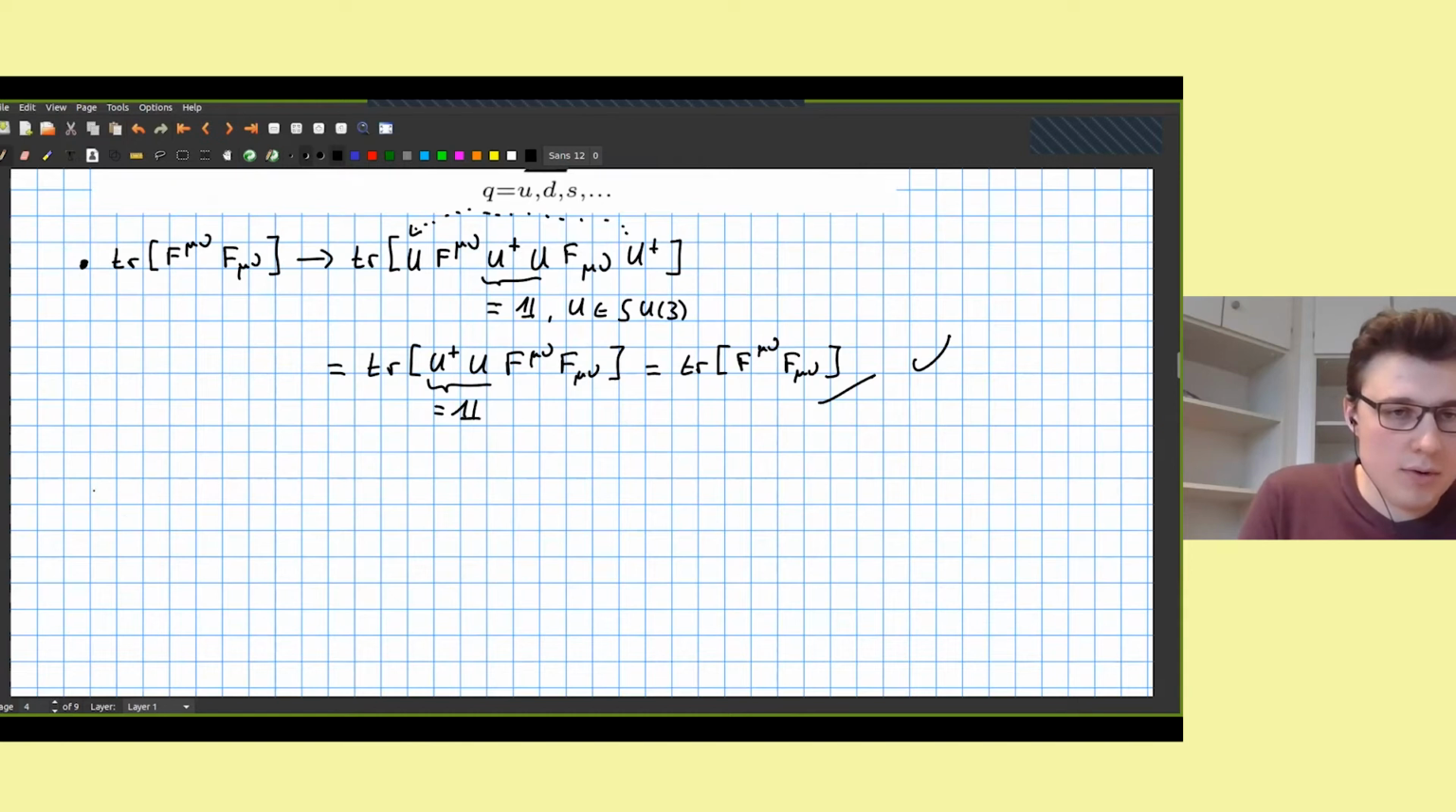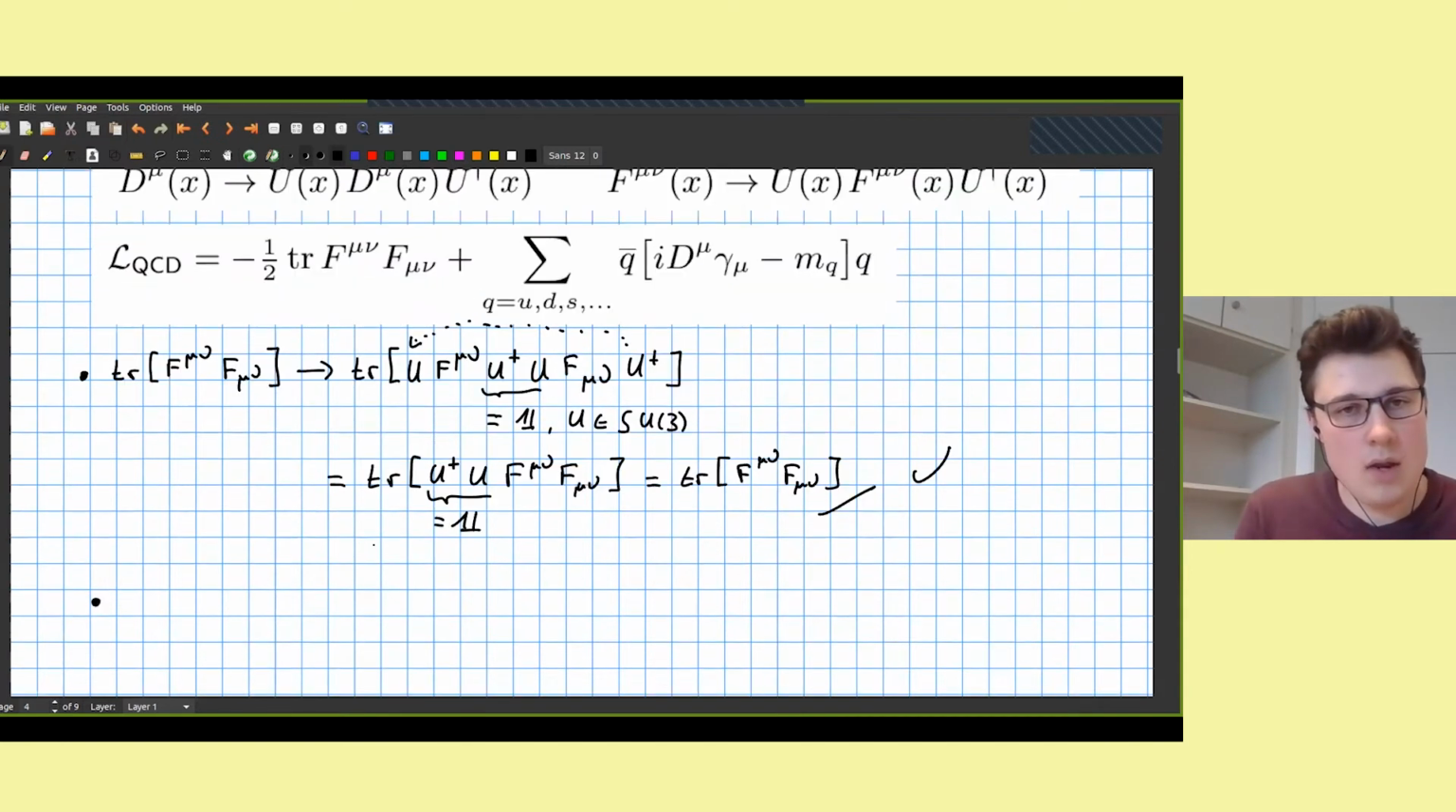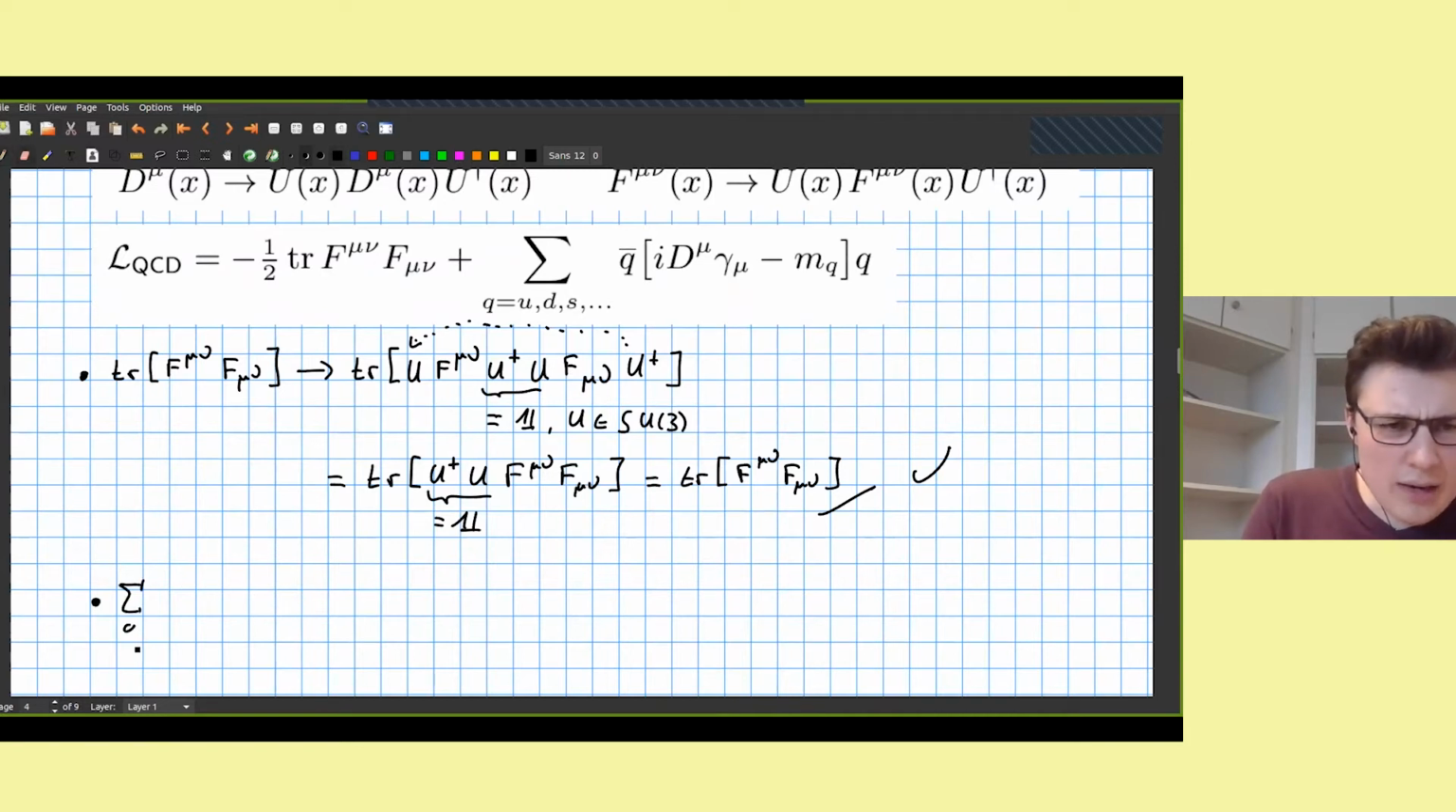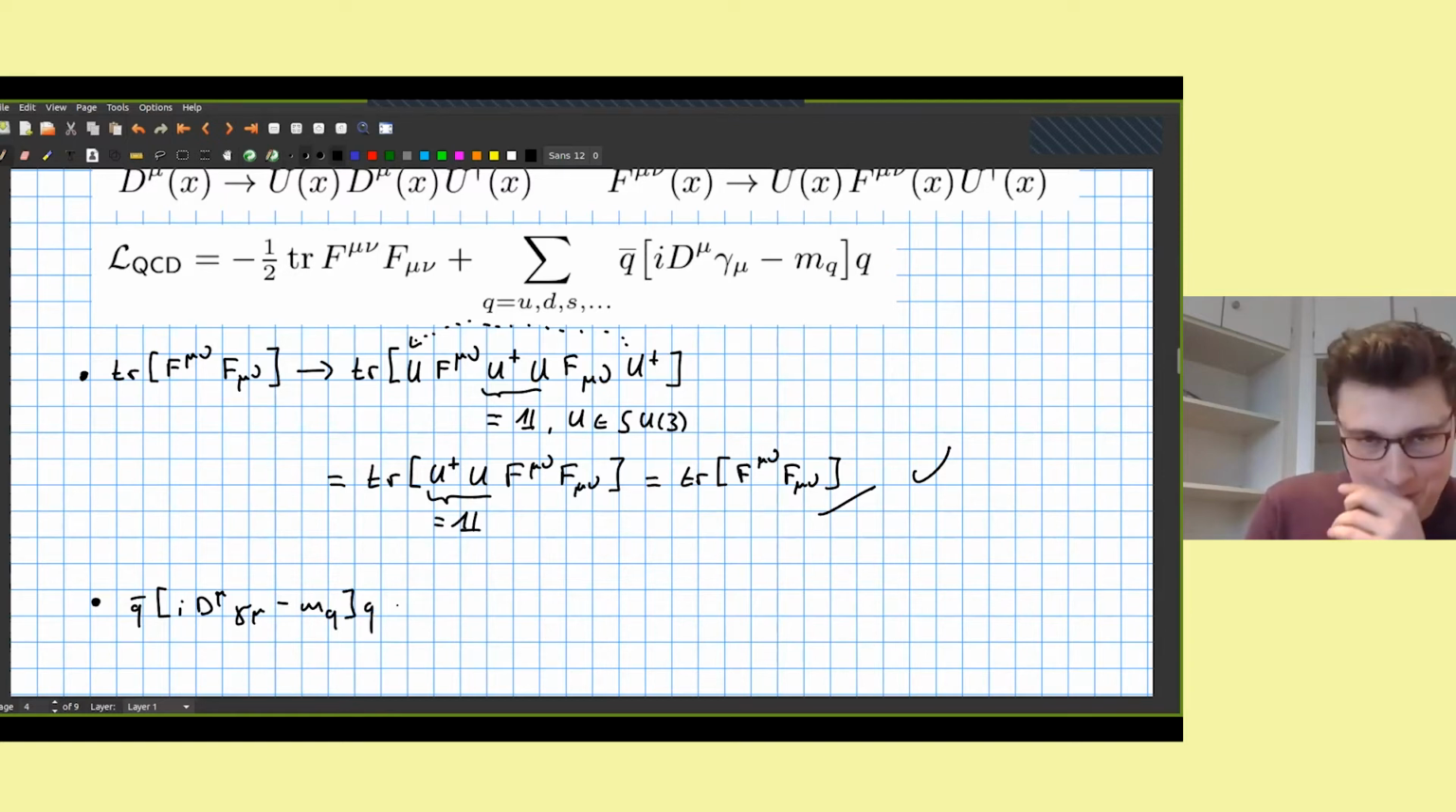Then let's continue with the second term. So there we have the sum over quarks. Again, the sum over quarks is not relevant. I will actually prove to you that each term in the sum is individually invariant under SU3. Okay, so what we have here is this term then. How does this transform?